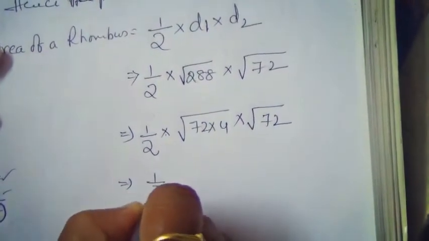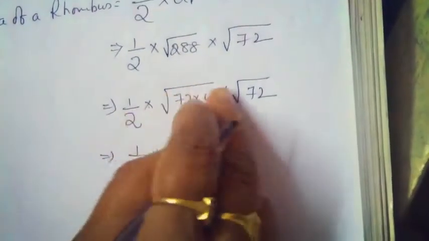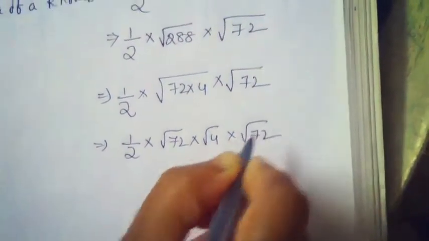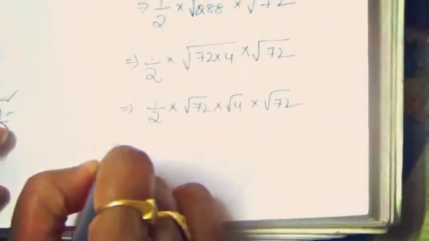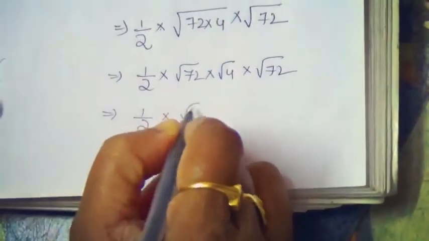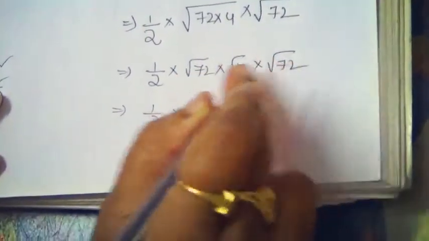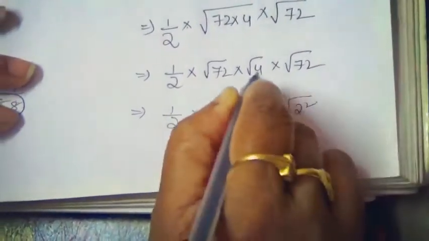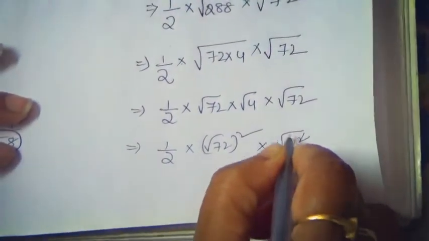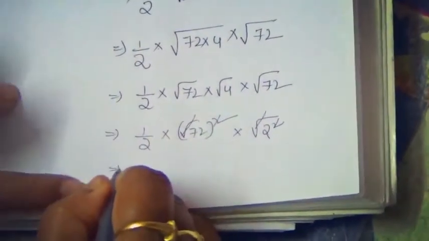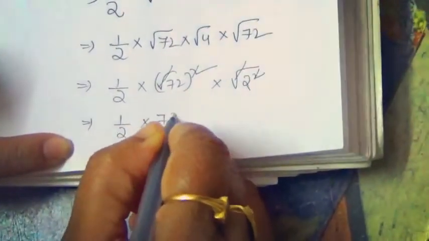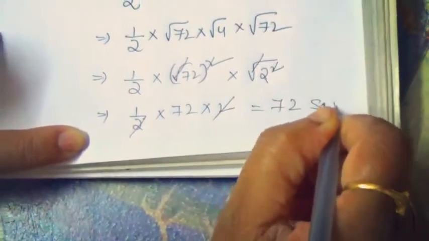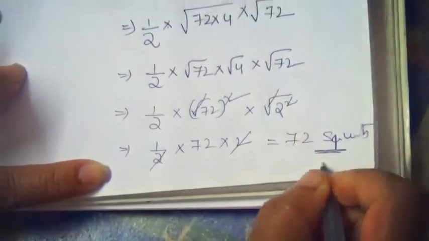That implies half into, I want to separate these two, square root of 72 into square root of 4 into square root of 72. So here two square root of 72s are there. Half into square root of 72 whole square. 2 is there, no? That's why I wrote like this. So square root of 2 square, 4 we can write as 2 square. Square root cancels, here also square root cancelled. So half into 72 into 2. 2 cancelled. Then 72 square units. Square units. Why am I writing here square units?